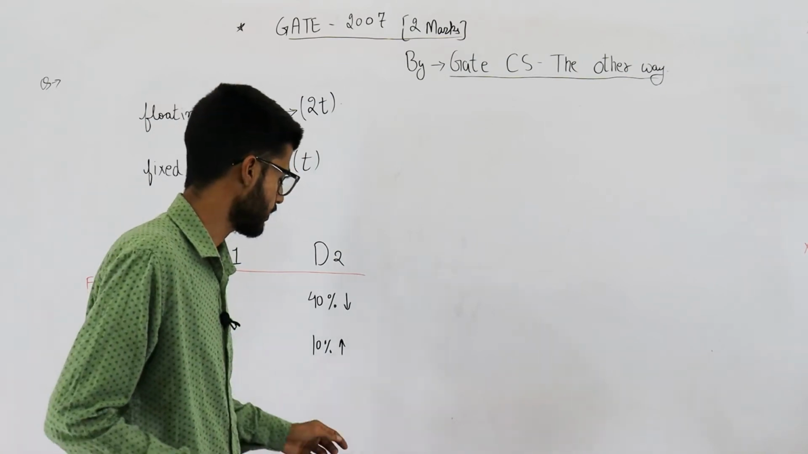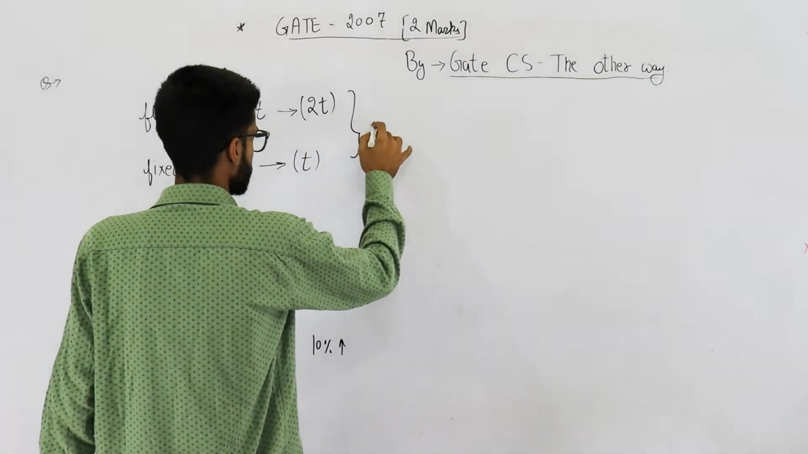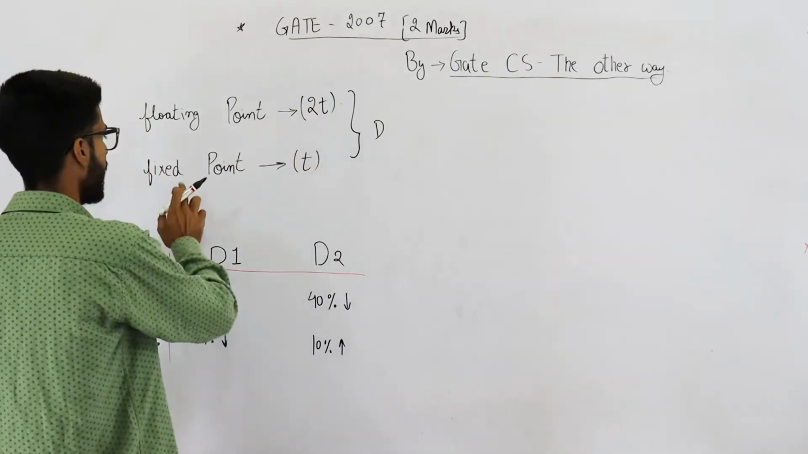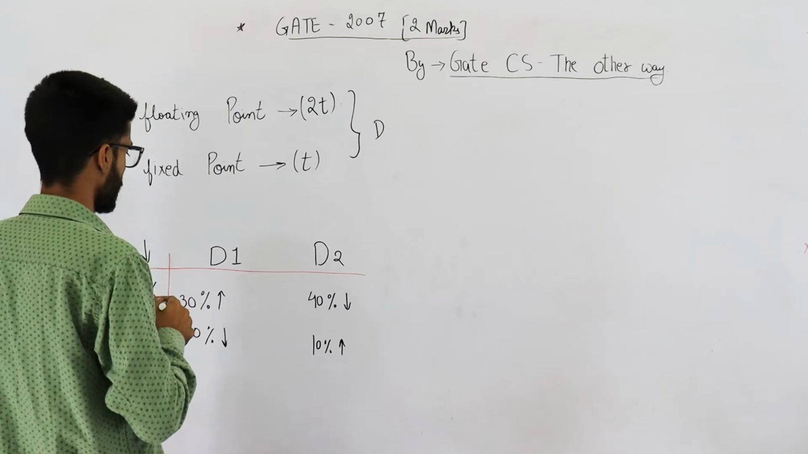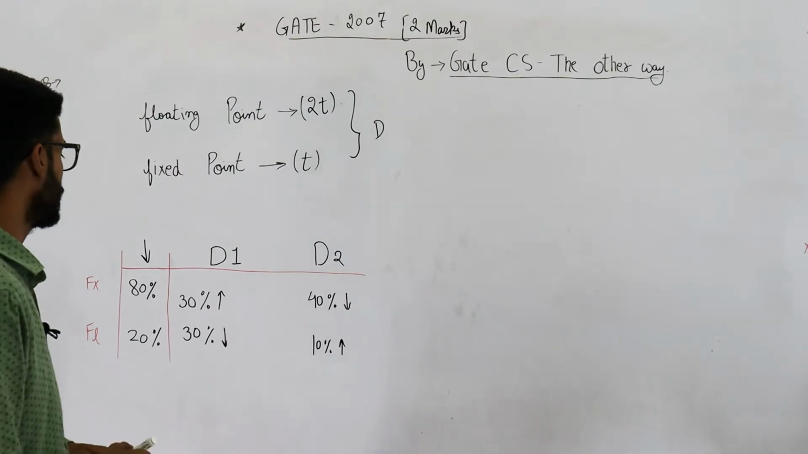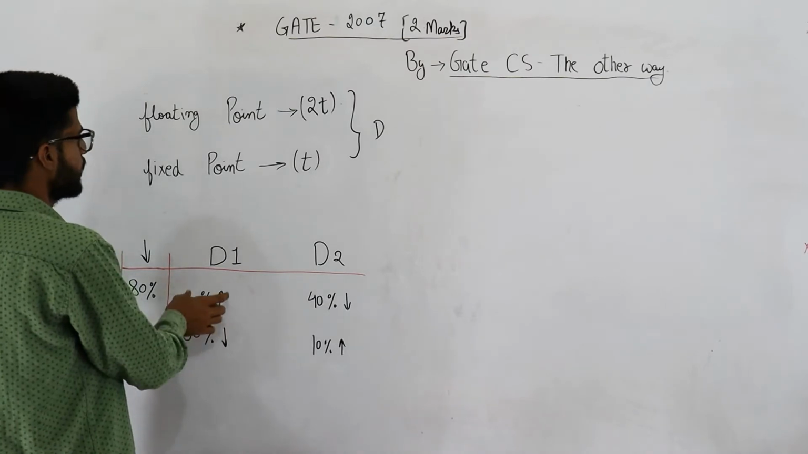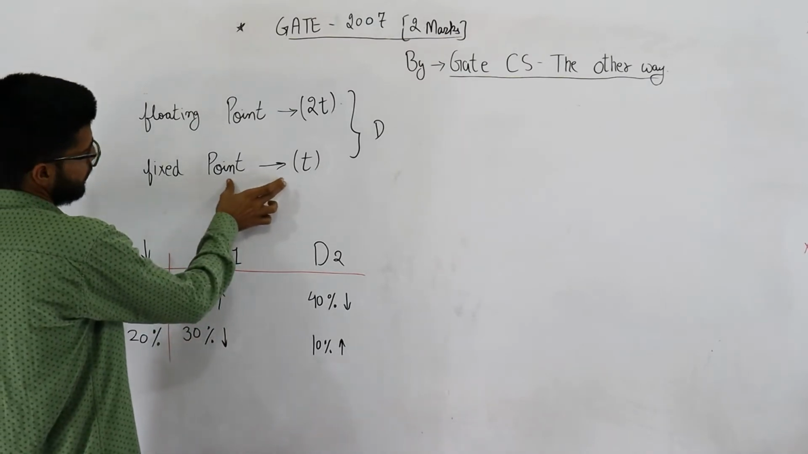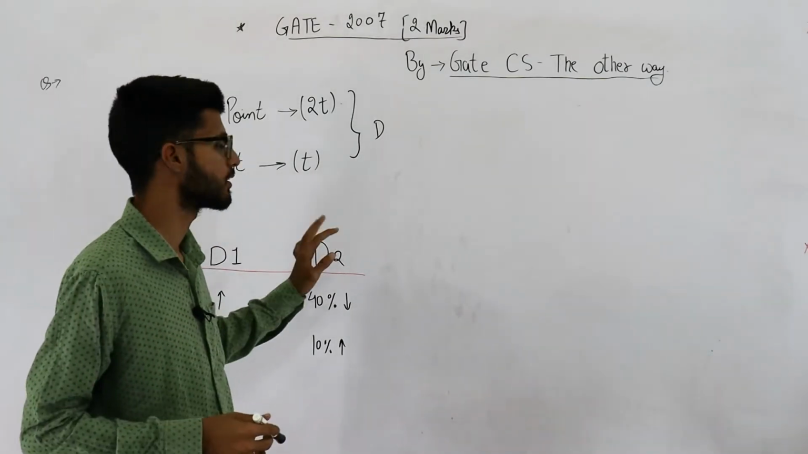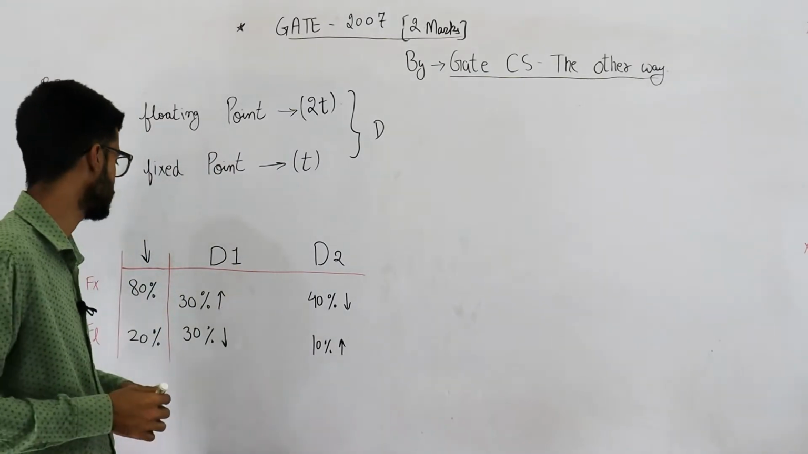Okay, so what they're saying is you have this design D where the floating point unit takes double the clock cycles as taken by fixed point unit. Now there's another scheme D1 where fixed point unit takes 30% more clock cycles as it were in design D. Okay, we need to tell which one of these three is going to be the fastest. I've noted the information in tabular form, you can see it.